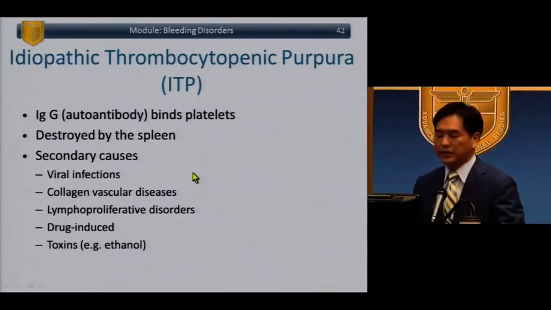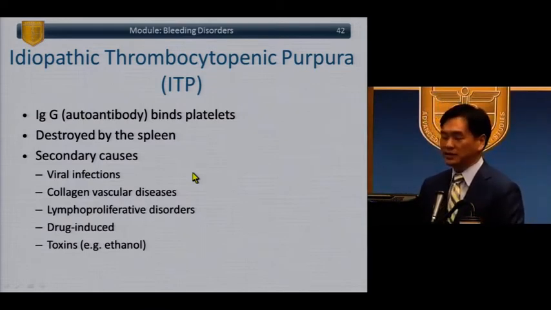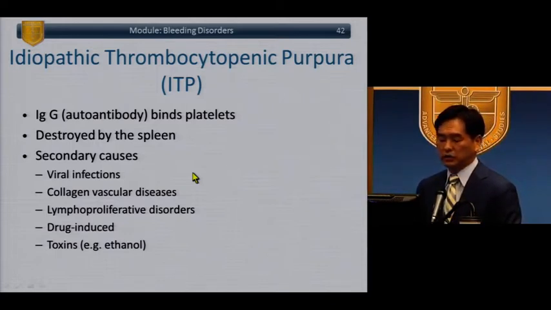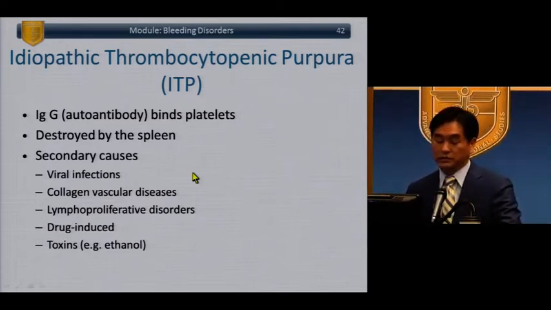Let's see, ITP is an autoimmune phenomenon, okay? What happens is you develop IgG, which binds platelets and which marks them for destruction in the spleen. Causes include viral infections, collagen vascular diseases. This shouldn't be too much of a surprise because a lot of those collagen vascular diseases are autoimmune in nature anyways. Lymphoproliferative disorders, so surprised to make the wrong IgG. Drug-induced, and then of course toxins.